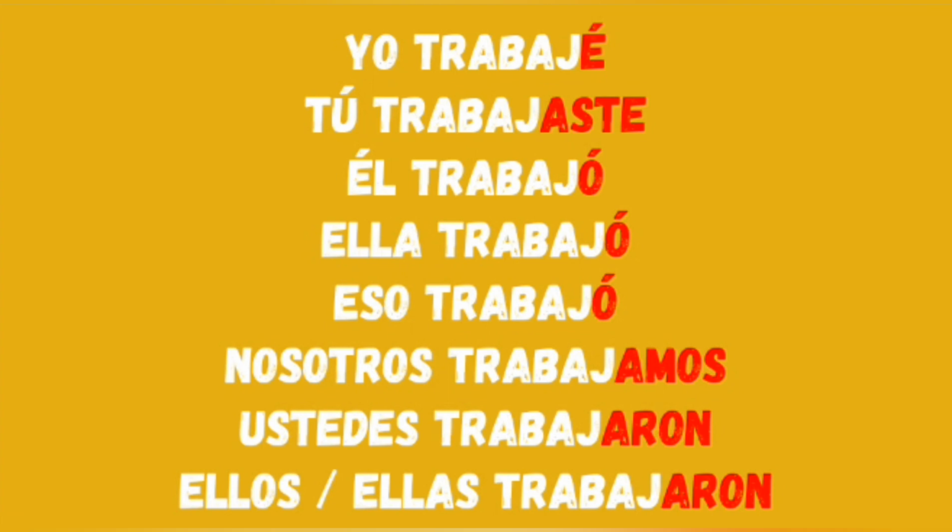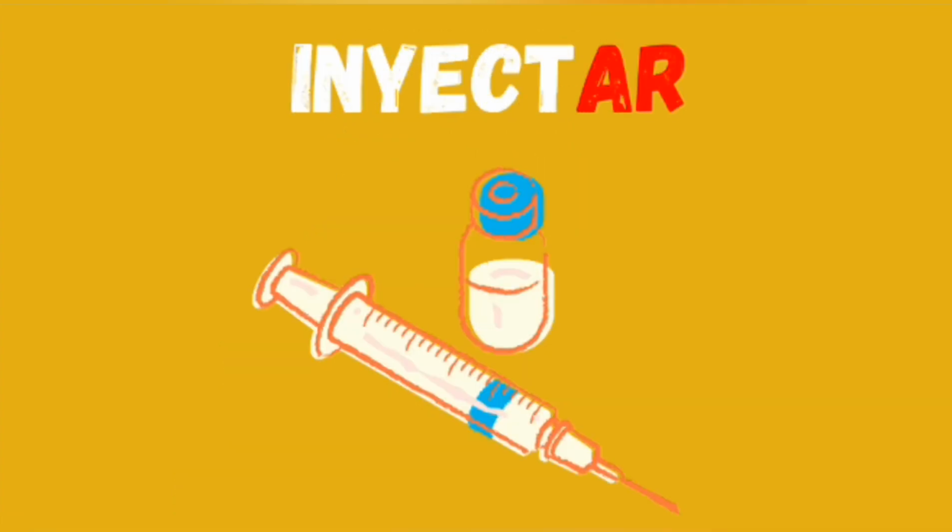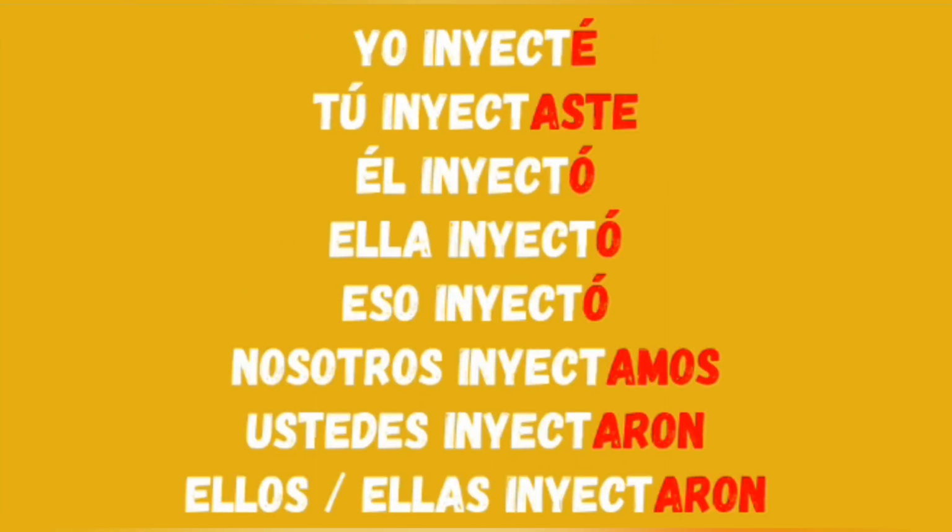Now let's see another verb, to inject. Okay, to inject in Spanish means inyectar. So let's see how you have to conjugate this verb in the indefinite past. If you want to say I injected, then you have to say yo inyecté. To say you injected, you have to say tú inyectaste. To say he injected, you have to say él inyectó.